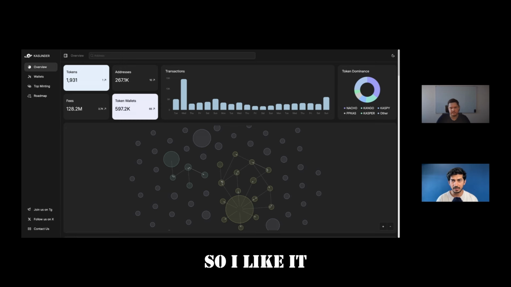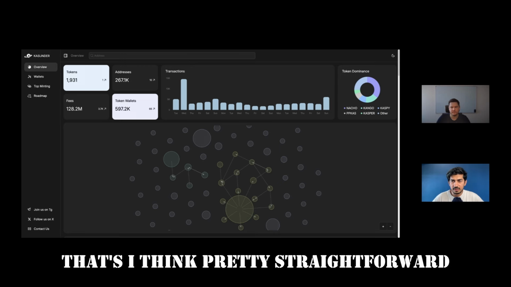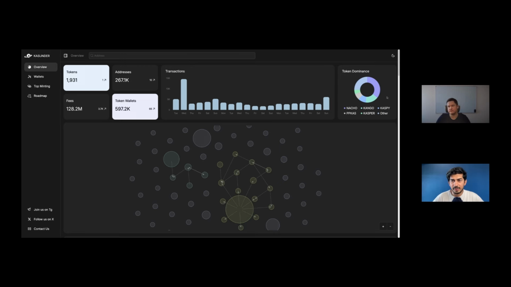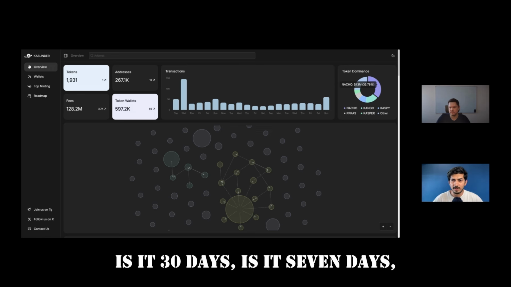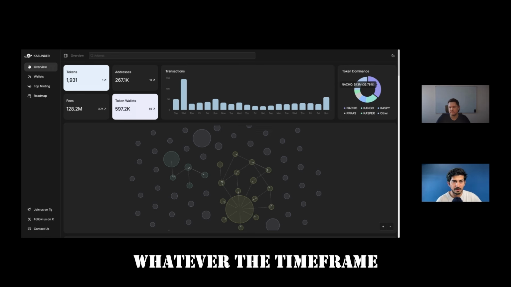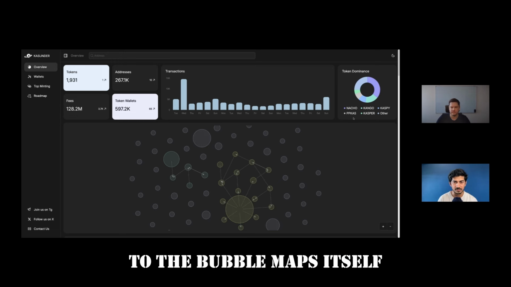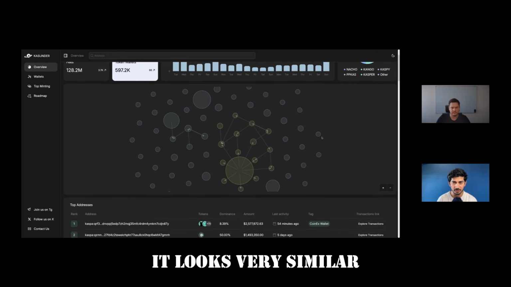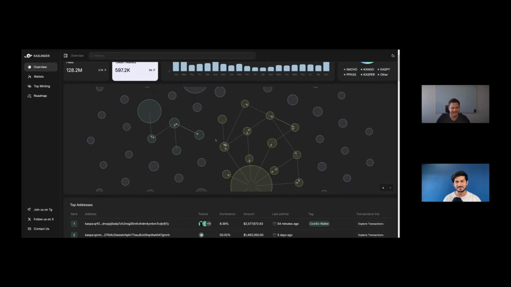So I like it. Now, moving on to the token dominance, I can see, as you've said, that's pretty straightforward. I think putting the time frame there will be important. Is it 30 days? Is it 7 days? Whatever the time frame is, which will be good. And then you were moving on to the BubbleMaps itself. That looks very cool. It looks very similar to BubbleMaps itself, the platform.